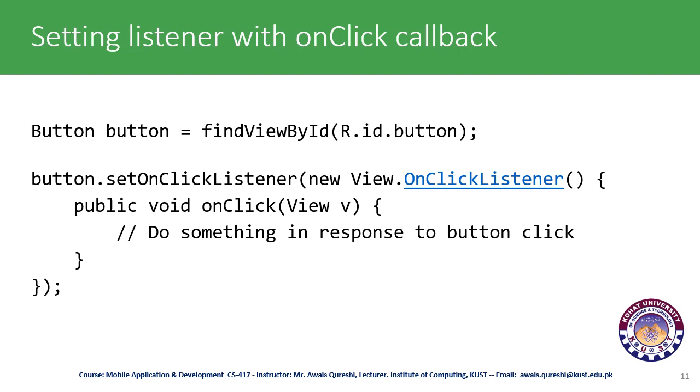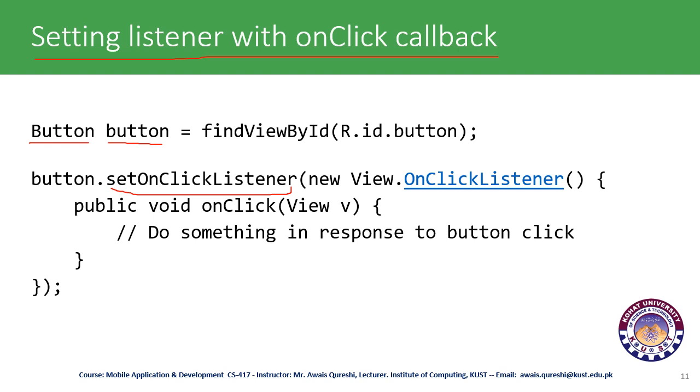And this is the code in Java, setting a listener with an on click callback. The previous code is in an XML file and this code is in a Java file. So first of all, we will create a button class, and this is a button object, and later on we are finding some button with find view by ID, R.id.button. This will assign this button object to this button, and after that here we are using an event listener. The responsibility of this event listener is to listen for some events, and we are registering that event listener with the button, with the dot operator.